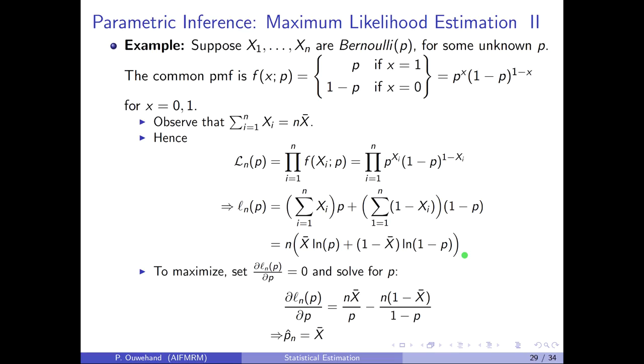Now what we'd like to do is maximize it. And to maximize a function, we take its derivative and set it equal to 0. In other words, in this case, we take the derivative of the log likelihood function with respect to p, and we solve for p. Now the derivative of the log likelihood function is easy to compute using the fact that the derivative of ln p is equal to 1 over p. And when we solve, we see that the estimator p-hat_n is simply the sample mean.